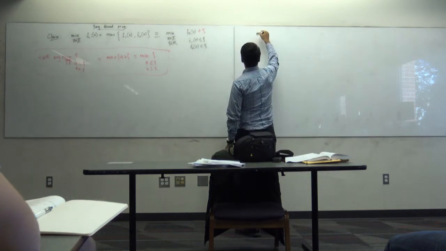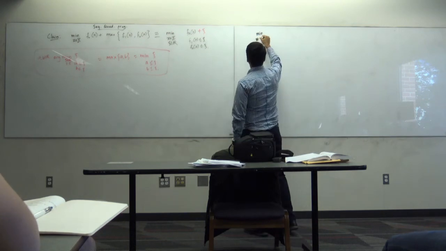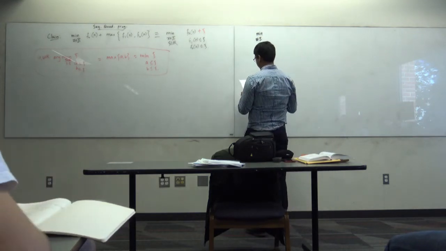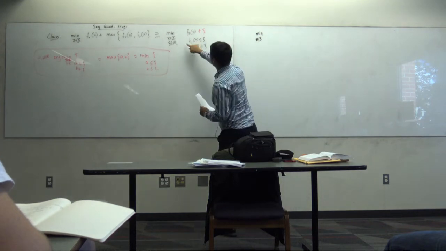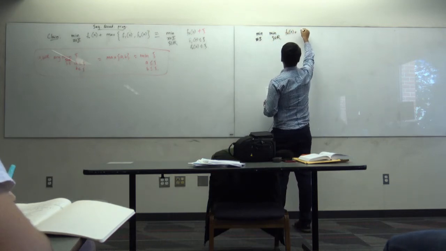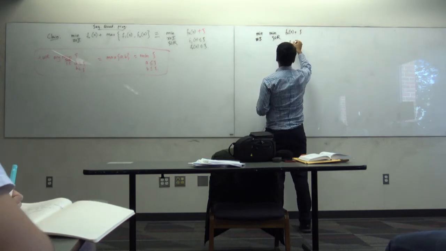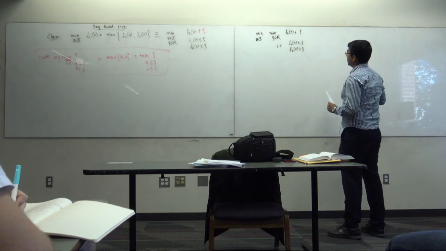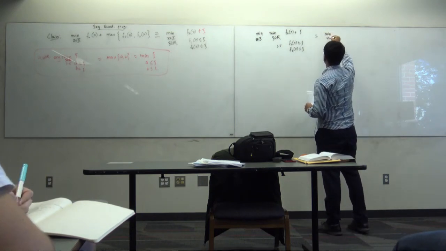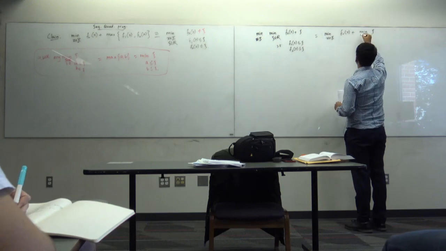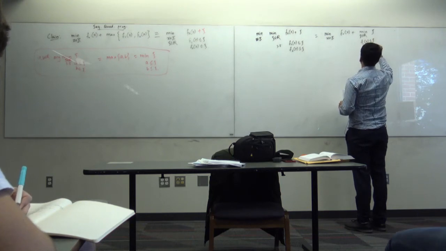So let me consider this problem. Minimum over C in R of f0 of x plus C, such that f1 of x is less than or equal to C and f2 of x is less than or equal to C. This is equal to the minimum over x in X of f0 of x plus the minimum over C in R such that f1 of x is less than or equal to C and f2 of x is less than or equal to C.